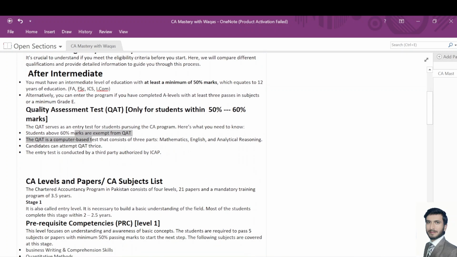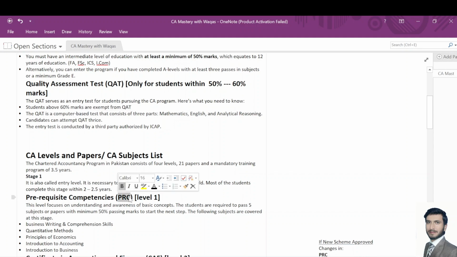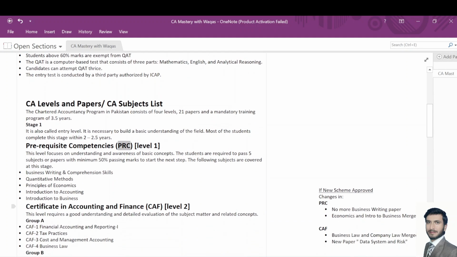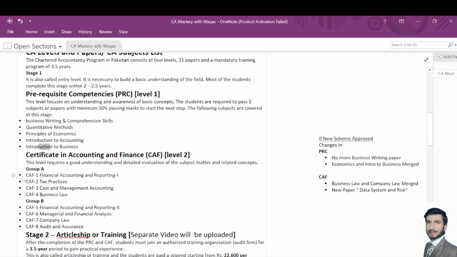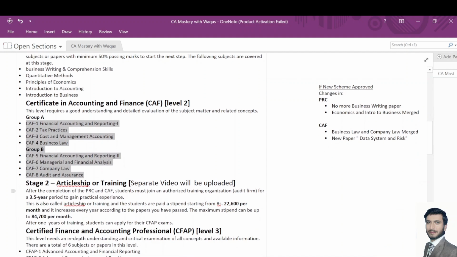Well, so let's see the first level of CA. PRC is the first level of CA that consists of 5 papers: business writing and comprehension skills, quantitative methods, principles of economics, introduction to accounting, and introduction to business. These are basically computer-based examinations that consist of multiple choice questions only. After passing PRC, students can appear in CAF, that is level 2 of CA, which consists of 8 papers, and these are subjective type papers.